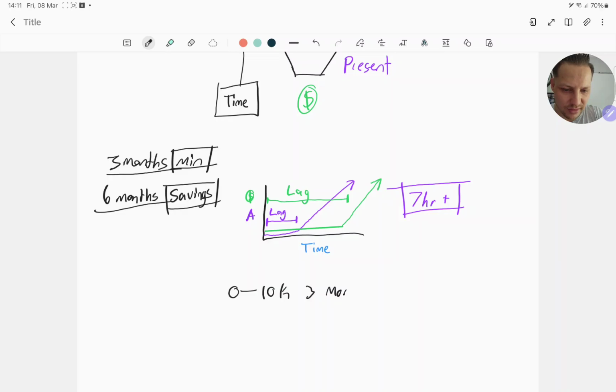Just correct that. Sorry guys, my handwriting is a little bit wacky. My dad always said I should become a doctor. Maybe that's why, because I've got bad handwriting.